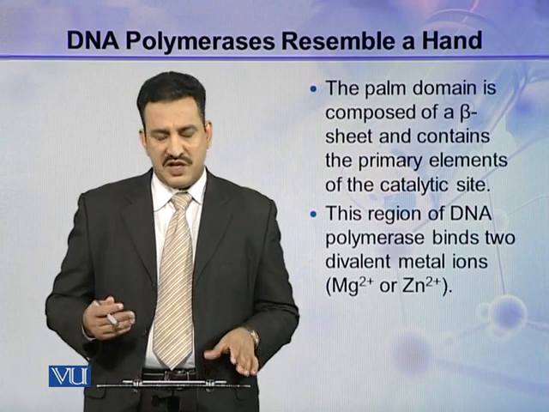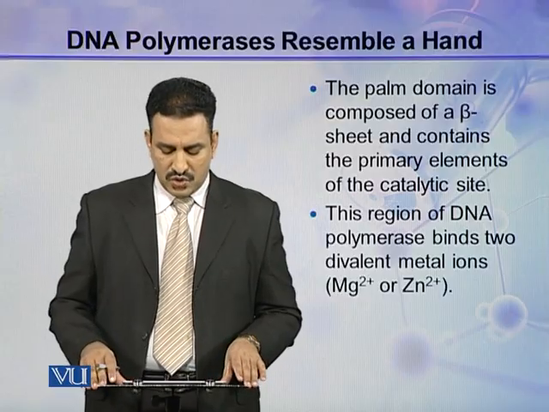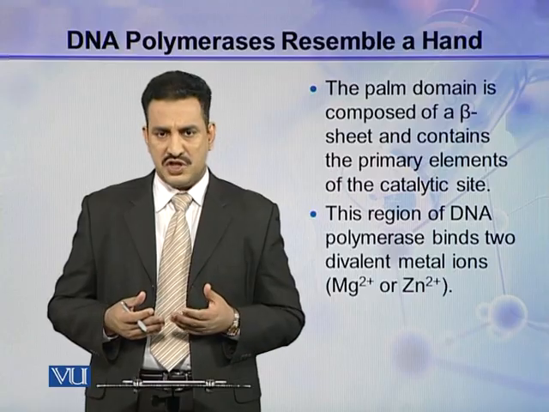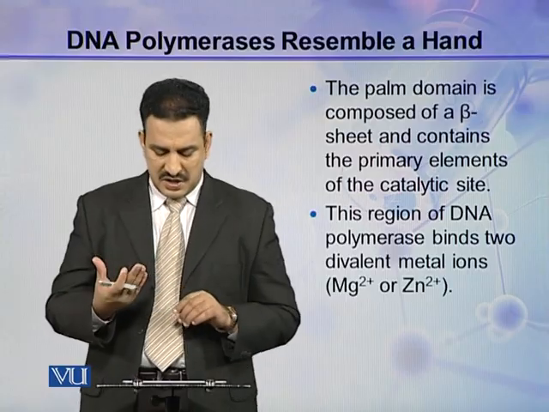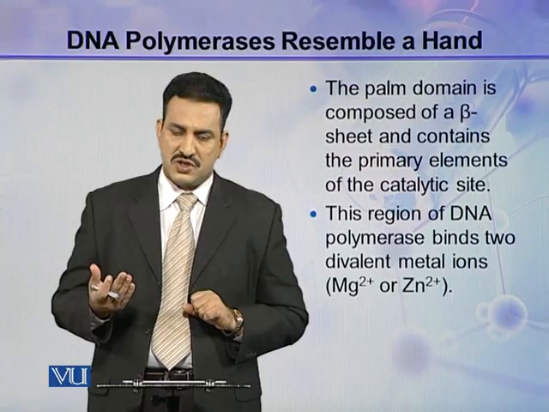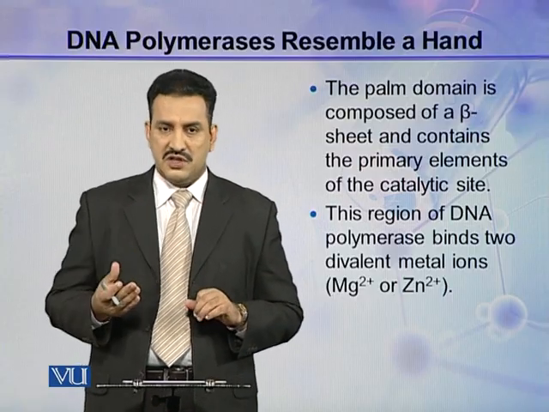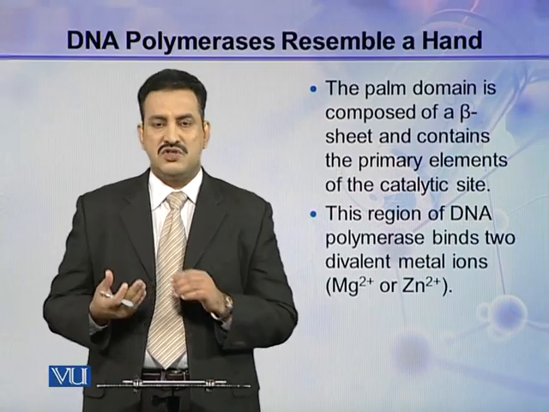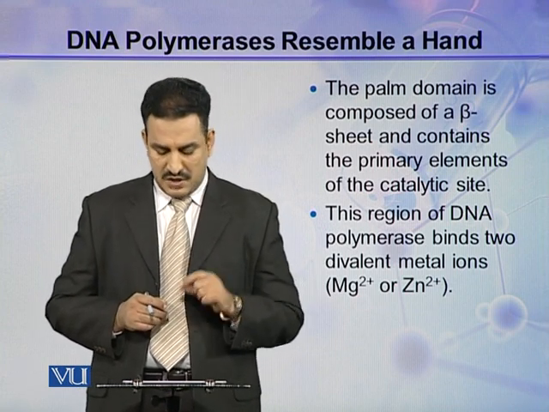The palm domain. Let us see the working of these three domains. The palm domain is composed of a beta sheet, and you know about the beta pleated sheet in the structure of proteins. So this palm domain is composed of a beta sheet and contains the primary elements of the catalytic site. You know, in the active site of the enzyme, there is one binding site and one catalytic site. So this palm contains the primary elements of the catalytic site of DNA polymerase.